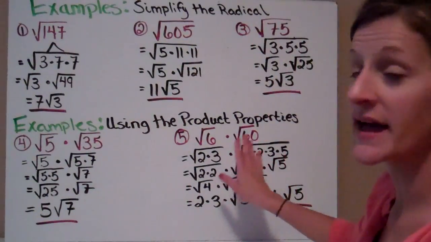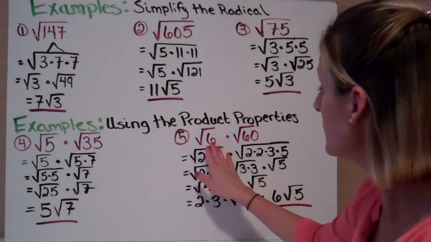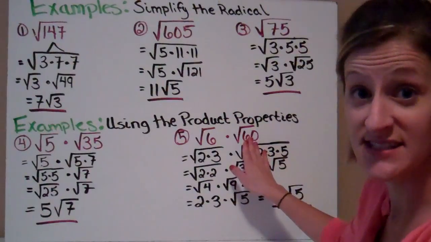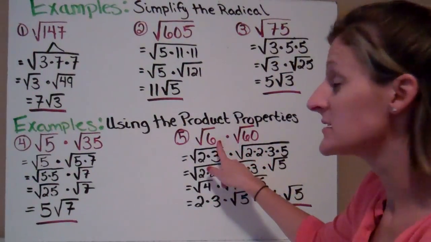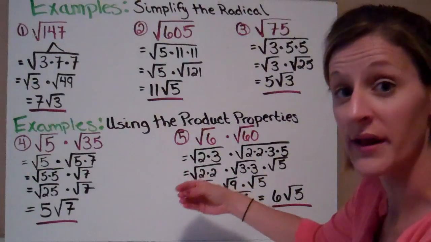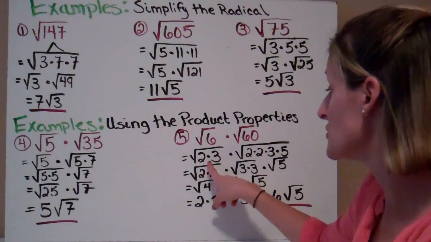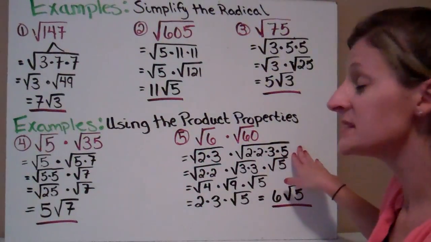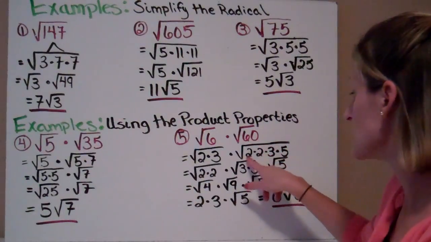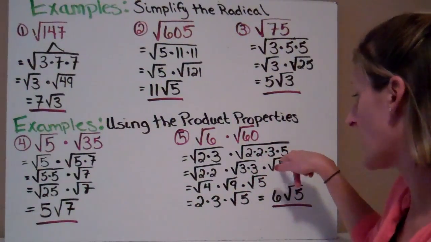Now let's do one last one. I have the square root of 6 times the square root of 60. Now, 6 is not prime, so I break it down to get the square root of 2 times 3. And over here with 60, I break it down to get 2 times 2 times 3 times 5.